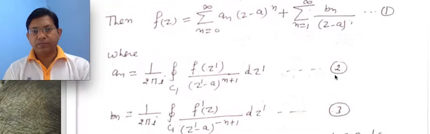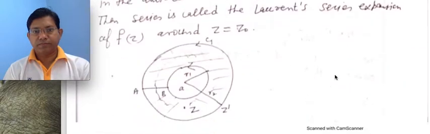जैसा कि हम इसको इस फिगर में देख सकते हैं कि this is the point a, and this radius is R1, and this radius is R2, and z' is any point here in this circle C1, and z is any point which we can take in between the concentric circles.